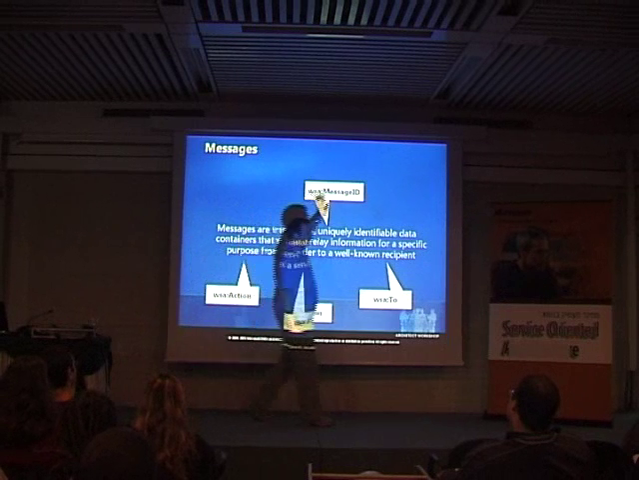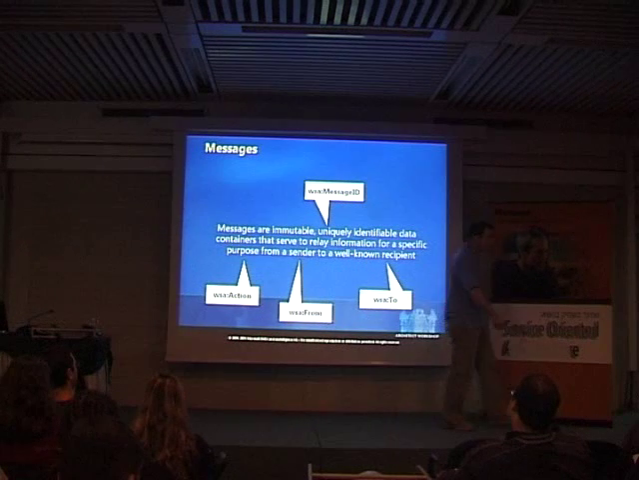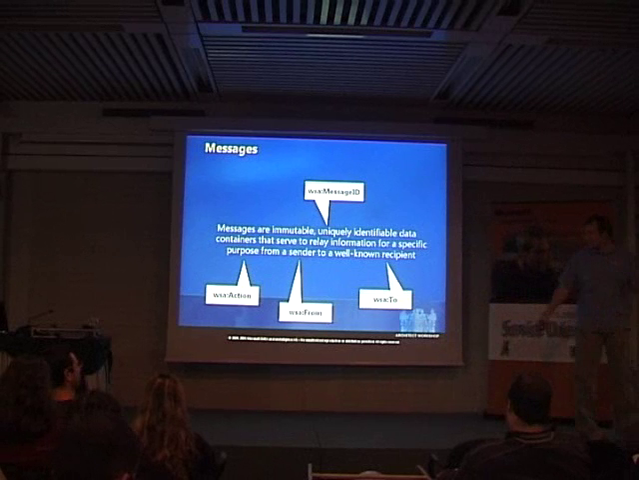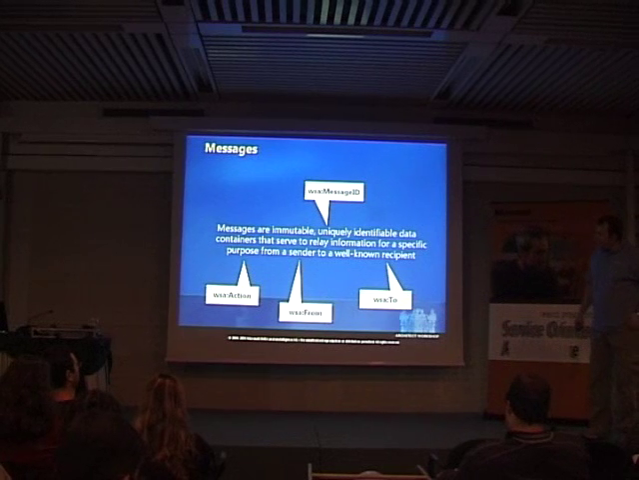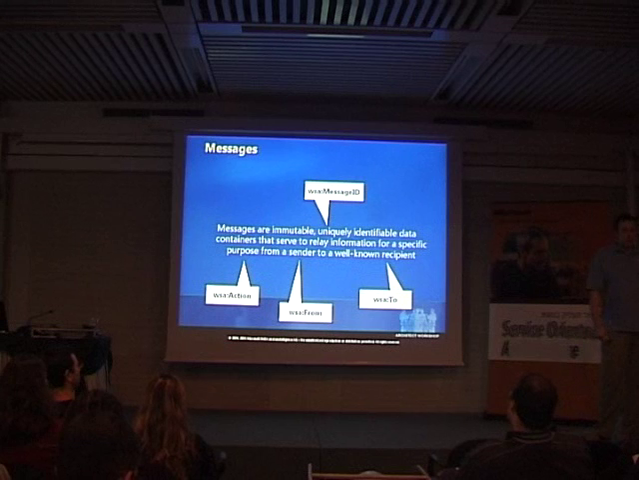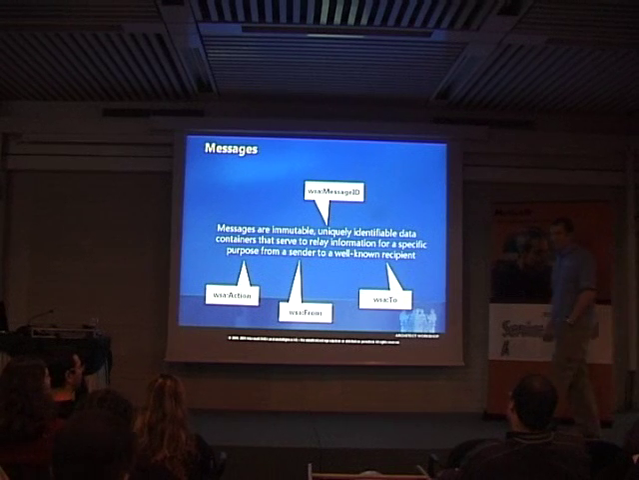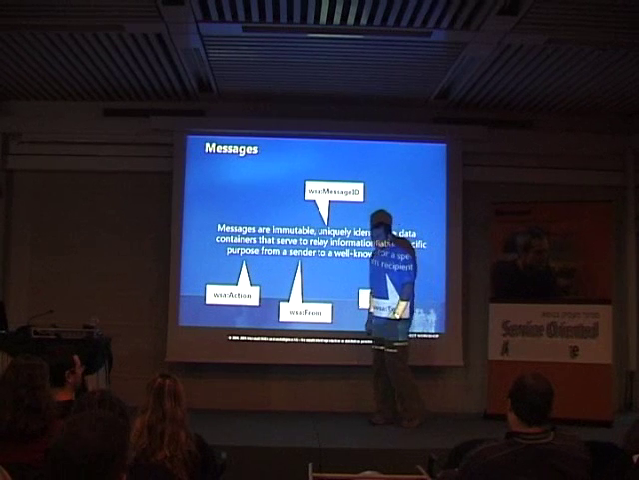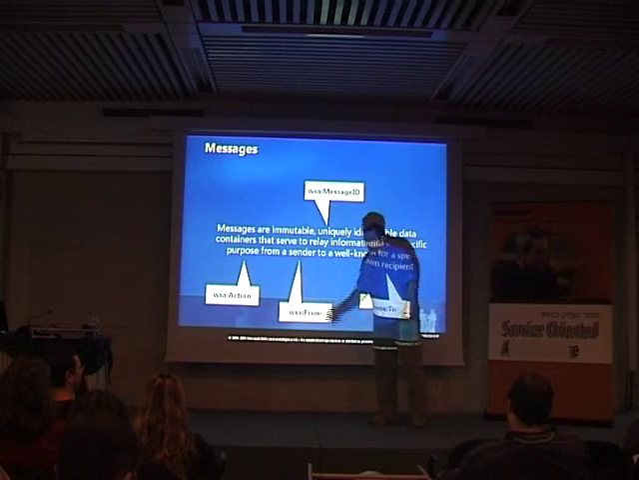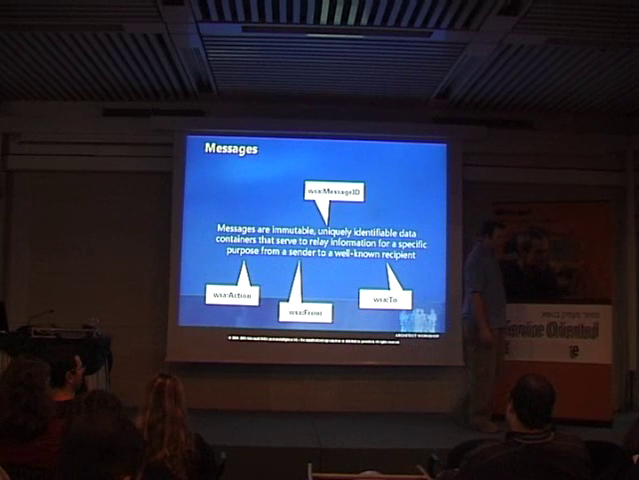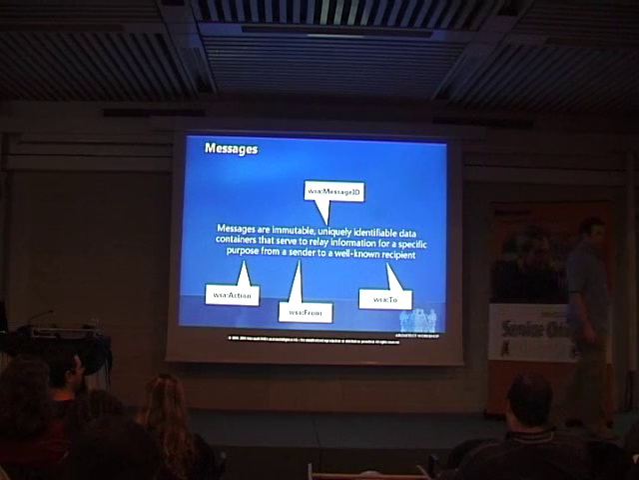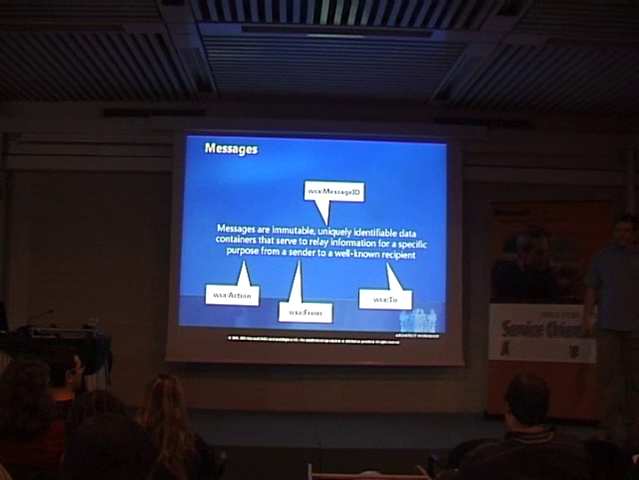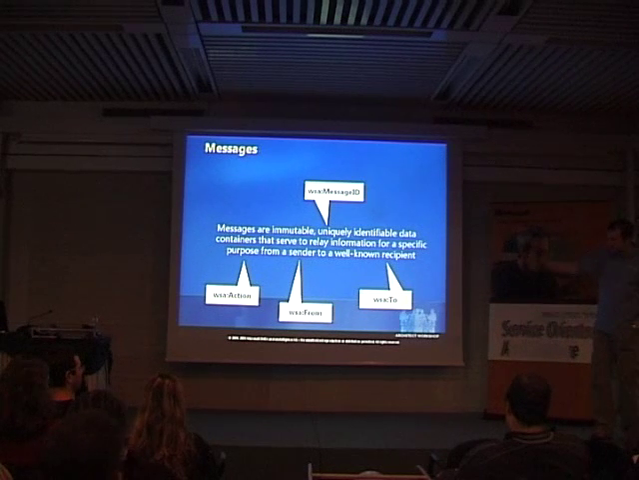WS-Addressing defines a message ID to allow unique identification of messages. WS-Addressing defines an action which allows you to express the purpose of the message, the intent with the message. This is like the subject line in the letter. From identifies who sent that message, and to defines where that message is sent to. All of a sudden, with those four elements, we have messages, where before, we only had envelopes.